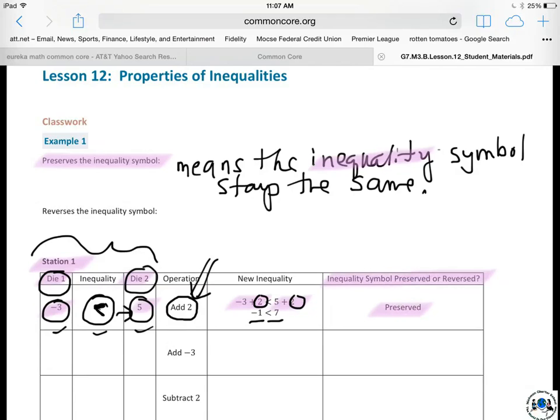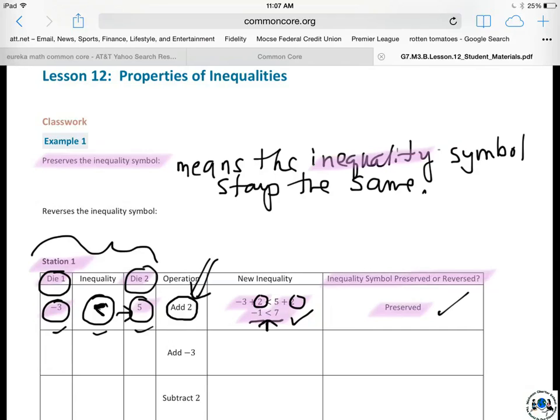Okay, it is preserved because it is true. This is a true statement. -1 is less than -7. Okay, so this checks out. So in this case, the inequality symbol is preserved, so it stays the same. So we continue to have that less than sign right there as we move left to right. Try to always move left to right as we read. Okay, so -1 is less than 7. And it is preserved. So that's this example here.